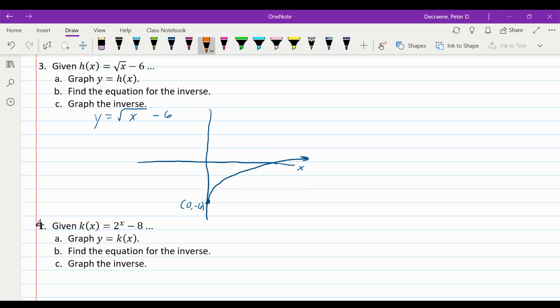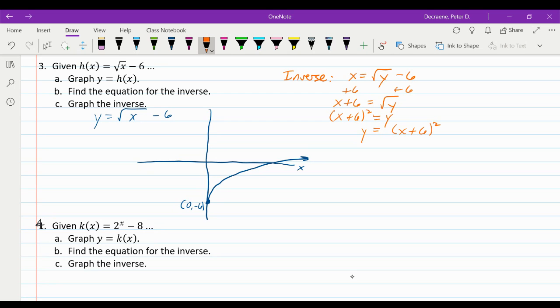To get the inverse, we do the same thing we've always done. We switch x and y, so it's going to be x equals square root of y minus 6, and we use our solving skills. Add 6 to both sides, and I get x plus 6 equals square root of y. To get rid of the square root, we square both sides. So it's x plus 6 squared equals y. I'm going to turn it around a little bit so we can see it the other way. y equals (x plus 6) squared.